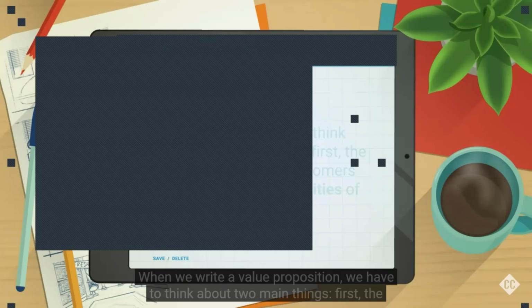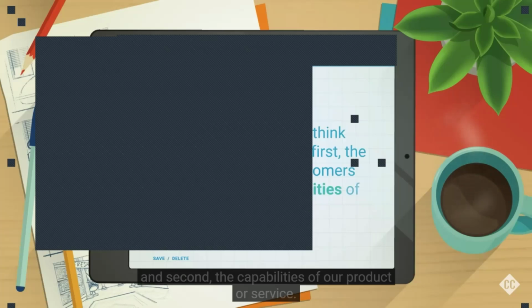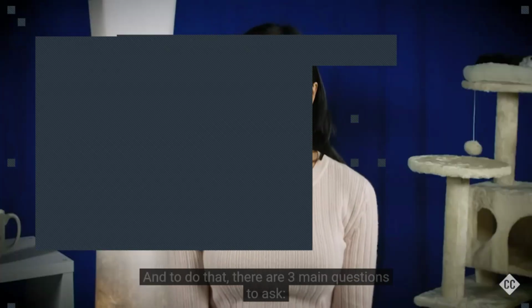When we write a value proposition, we have to think about two main things. First, the experiences of our customers, and second, the capabilities of our product or service. If we've got those down, it'll basically write itself. To make sure we're covering our bases, we can use the value proposition canvas created by a company called Strategizer. Half of the work is understanding customers. Gotta catch them all. And to do that, there are three main questions to ask.